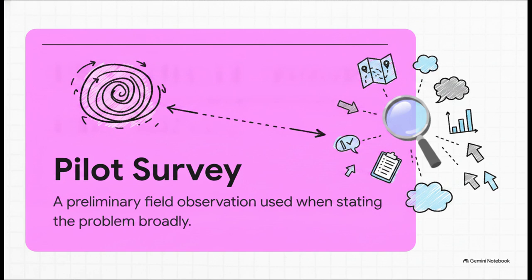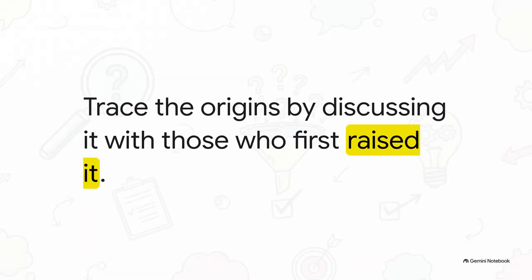The pilot survey gives you the baseline you need to start ironing them out. Moving to step 2, you need to understand the true nature of the problem. And the best method for doing this is surprisingly simple. Trace its origins. You should be actively discussing the issue with the exact people who first raised it. Find out how the problem originally came about and what objectives were in view at the time. Getting a grip on the root environment of the problem is absolutely essential before you even try to solve it.